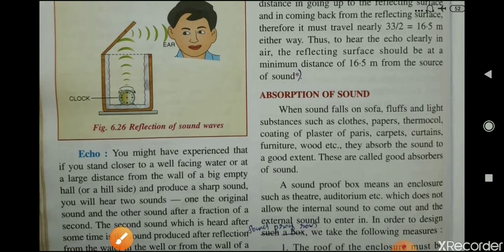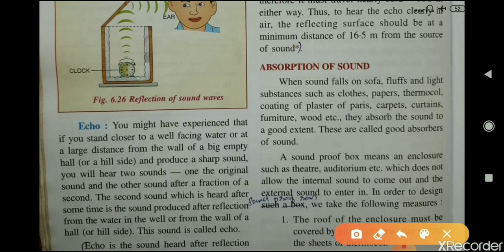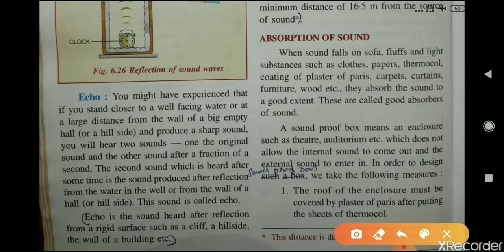Now, absorption of sound. When sound falls on sofa, fluffs, and light substances such as clothes, paper, thermocol, coating of plaster of Paris, carpet, curtains, furniture, etc., they absorb the sound to a good extent, and these are called good absorbers of sound. A soundproof box means an enclosure such as a theater or auditorium which does not allow internal sound to come out and the external sound to enter in.